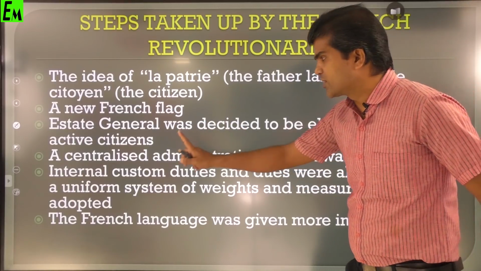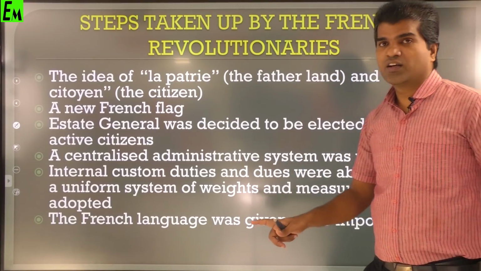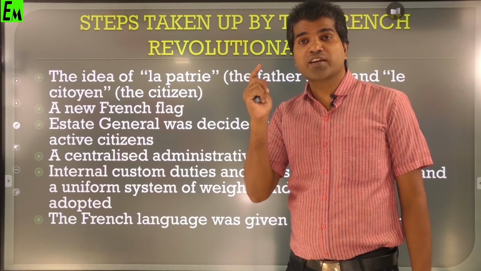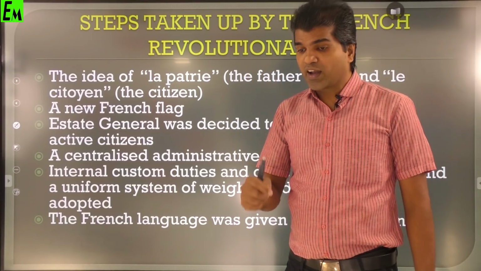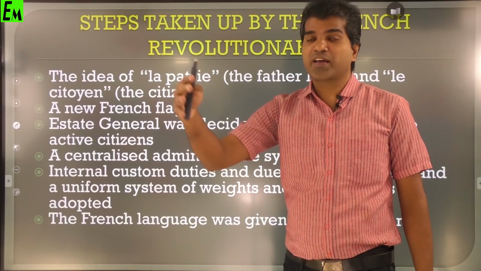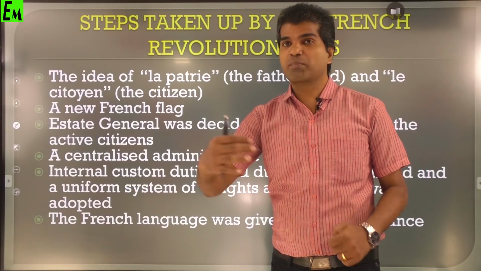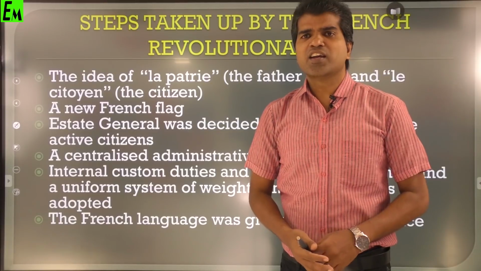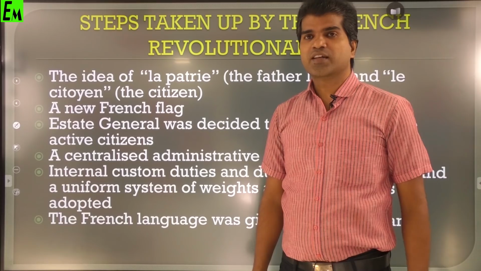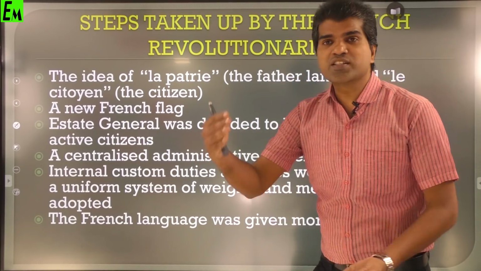So when you read this sentence, internal customs and duties and dues were abolished, you have to remember the history at that time. A businessman moving from one city to another with his goods needed to go across so many tariff barriers. That means there were so many places where he needed to pay taxes and customs duties.